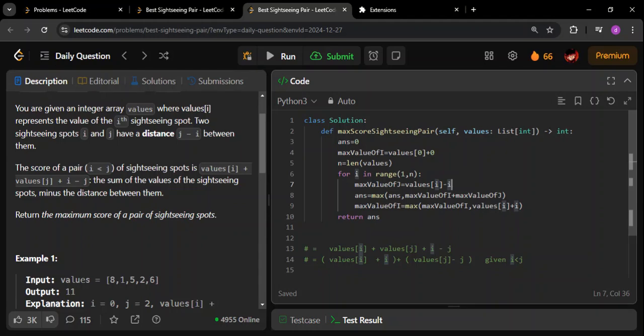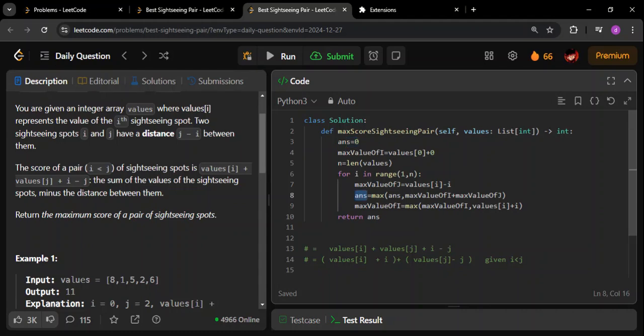Now, what I'm going to do: the answer is equal to this plus this. The answer is equal to max value of i plus max value of j. That's what I'm going to calculate. I'm going to take the max value of this thing, comma, any previous answer that we have seen. I'm starting the answer with 0, as simple as that.